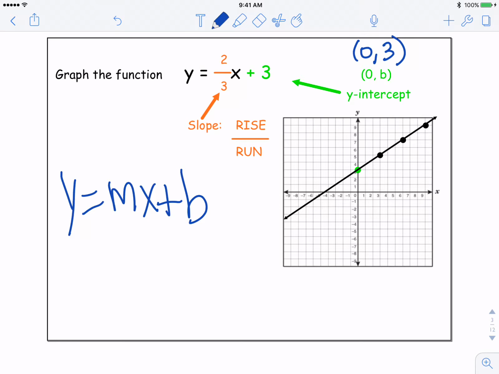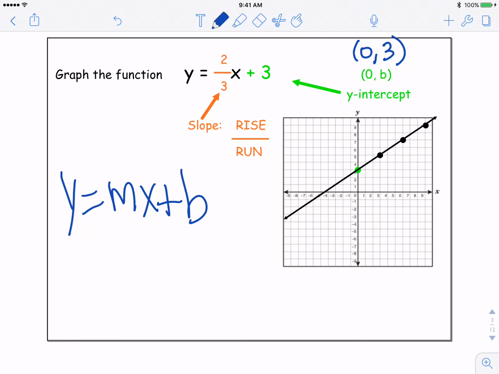Then my slope is 2 over 3. It's both positive, so I'm going to go up 2 on my graph, and then I'm going to go to the right 3, which notice puts me at another point on my line. I have 2 points, so I could connect them with a line. But you will notice that if we continue with that slope, we're going to continue lying directly on that line.